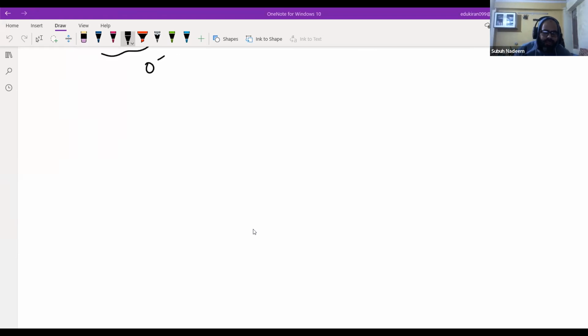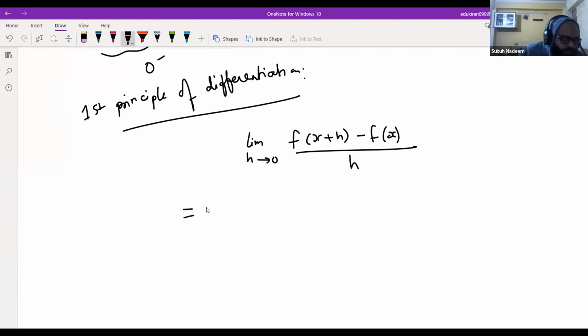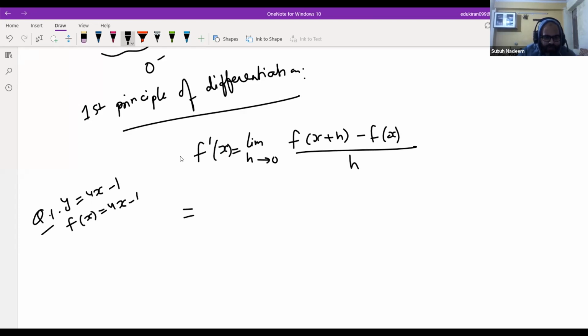So the first principle of derivative is basically, just remember this is called first principle of differentiation, and it is basically limit h approaching 0 of f of x plus h minus f of x upon h. So this is what we are having. Now as a question, the first question is y is equal to 4x minus 1. What is y? y is nothing else but f of x is equal to 4x minus 1. And this is its derivative, f dash of x, which we also call as dy by dx.